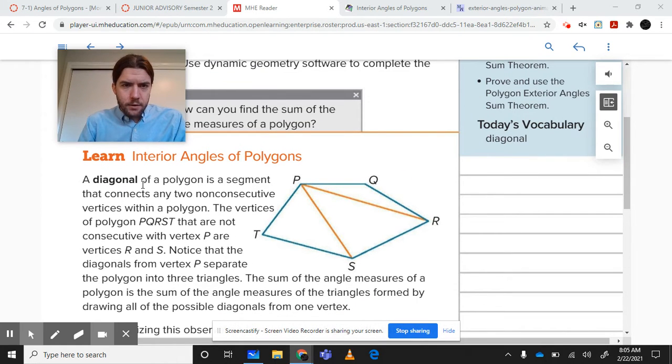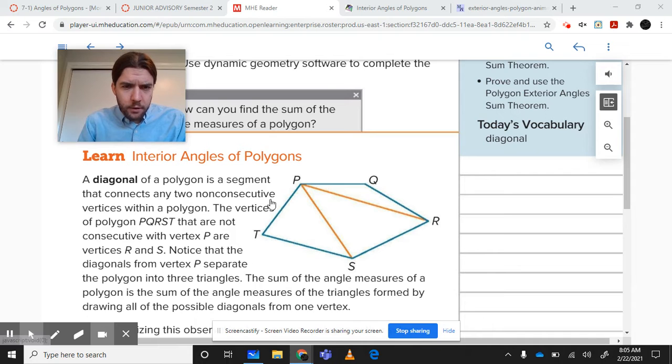So a diagonal of a polygon is a segment that connects any two non-consecutive vertices. Non-consecutive meaning you can't connect P and Q because that line would just be the side of this polygon. But if you do the one after Q, P and R are non-consecutive. Consecutive just means one and then the next one. So if we're skipping a vertex and going from P to R, then we call this a diagonal. P to S is also a diagonal, right? So there are two possible diagonals that involve P on this particular polygon.